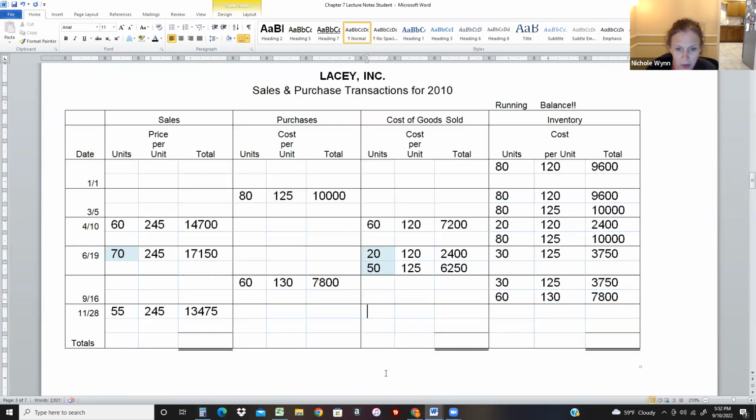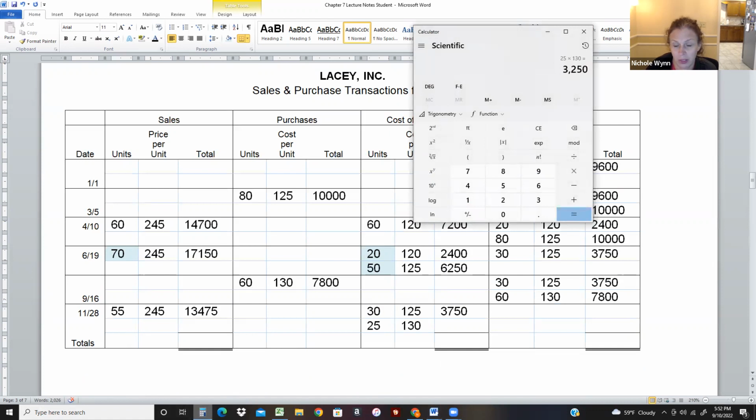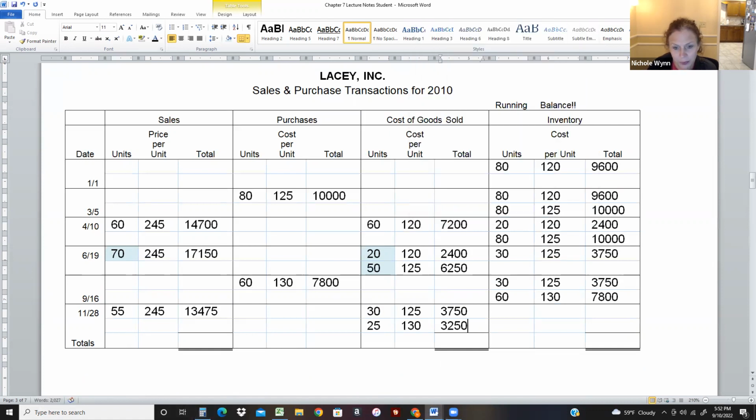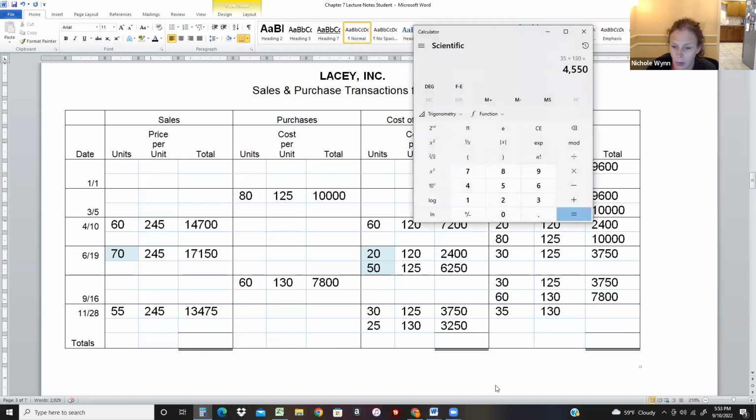First in, first out. I'm going to sell 30 at 125. And I need a total of 55. So another 25 at 130. 3,250. So that when I sell 55, I have 55 here, just like I sold 70 and I had 70 there. So all of these are gone. And of these 60, I sold 25, so I still have 35 left. So 35 at 130. 4,550.